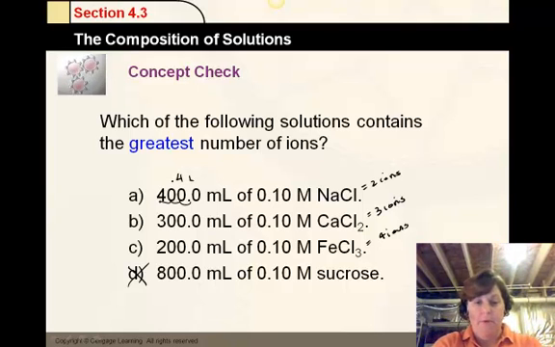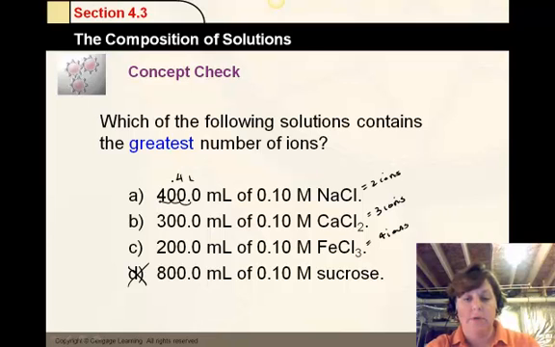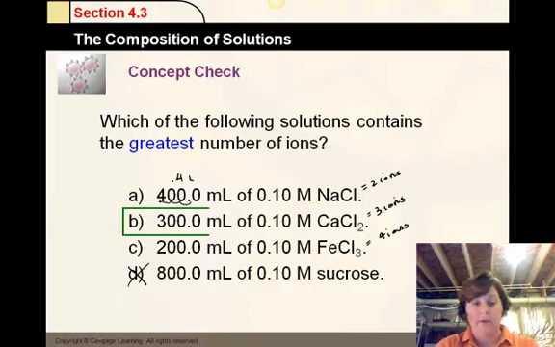And then I could multiply by 0.1, and then I would multiply by 2. And I could do the same thing with the other 3 to figure out which has the most. Or, because you notice they're all in milliliters, and because I'm not using a calculator, it might even be easier, because the inaccuracy of the 1000 will cancel. If I multiply 400 by 0.1, I get 40. Times 2 is 80.